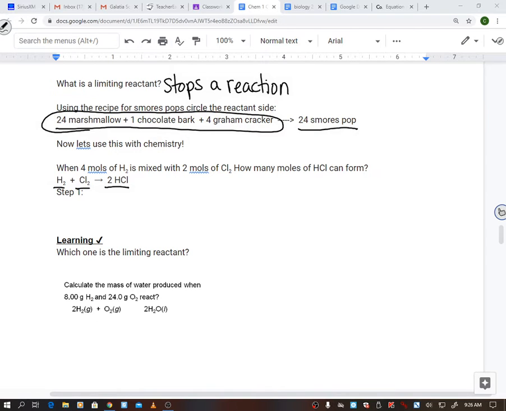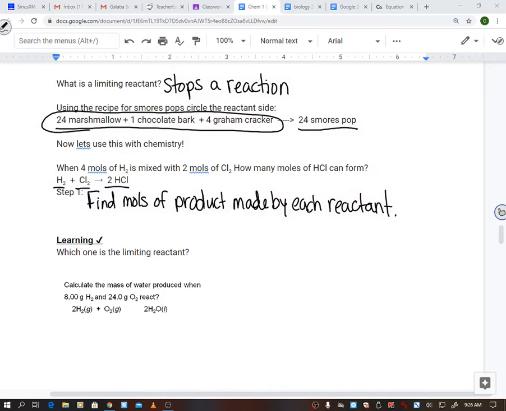It says step 1. Step 1 when you're doing limiting reactants is always going to be: find the moles of product made by each reactant. This whole section is going to be all about how much product you are making. We're trying to figure out what limits us in making the product. So it's always how much of the product we are making.